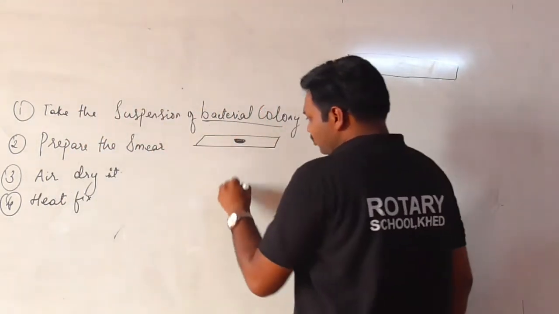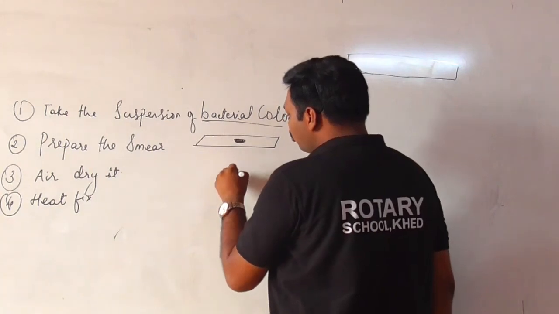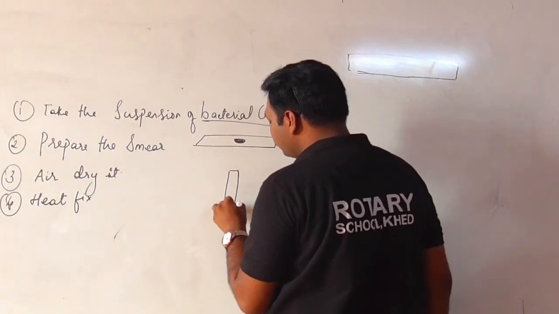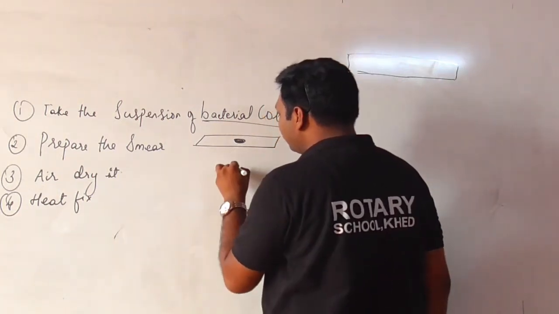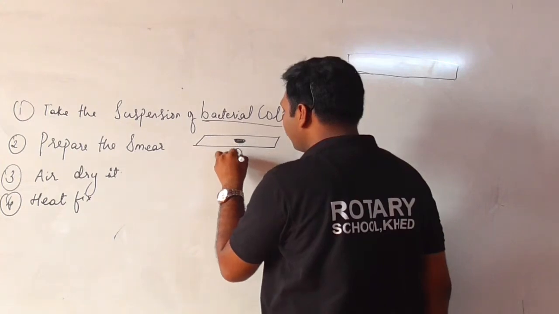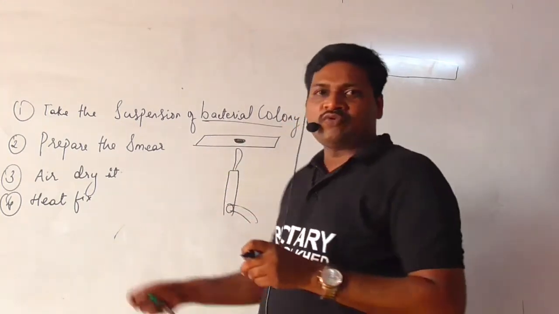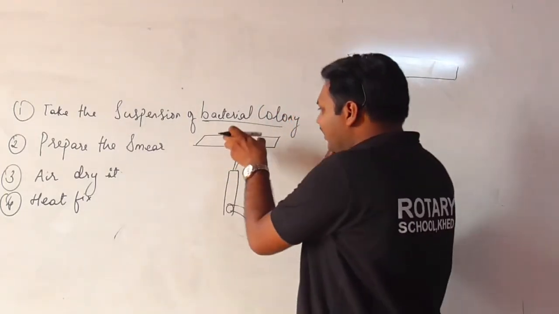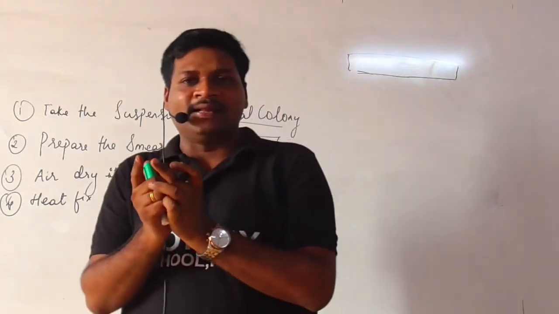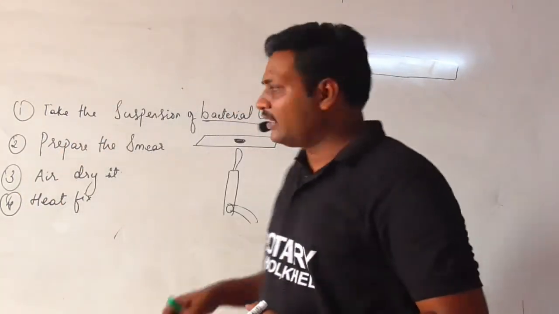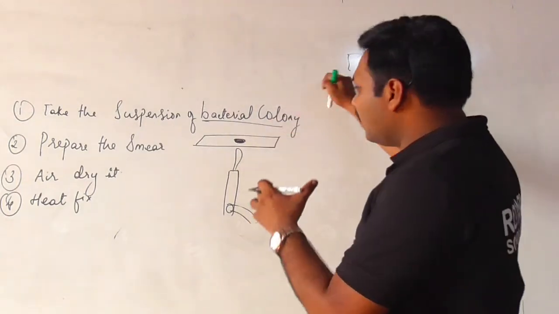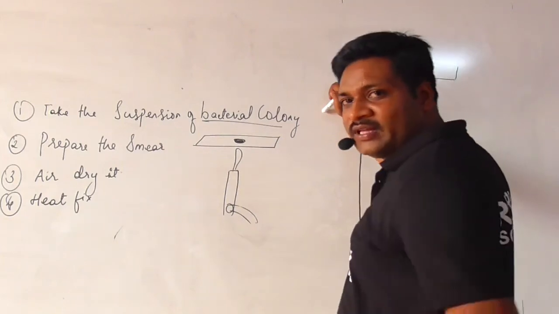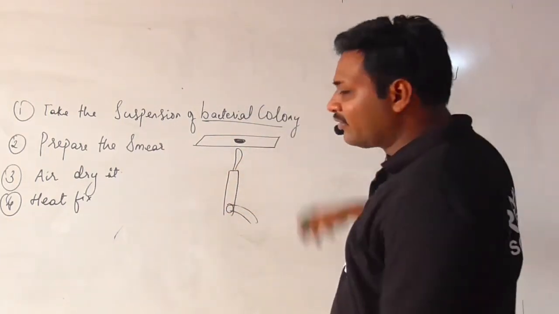Heat fix means suppose this is a slide and you hold it over the burner, and from the burner the flame is coming out. On this flame we keep it for 30 seconds so that it gets heat fixed. Whatever proteins are present around the bacterial cell will coagulate and settle onto the bacteria on this slide, so the protein present in the cell or the cell wall of the bacteria gets fixed onto it.